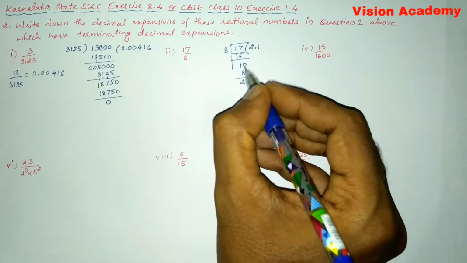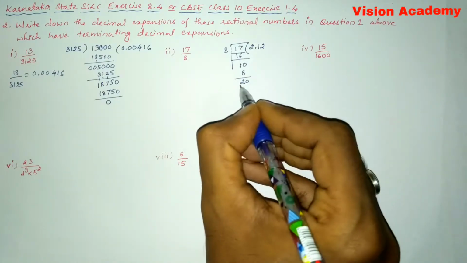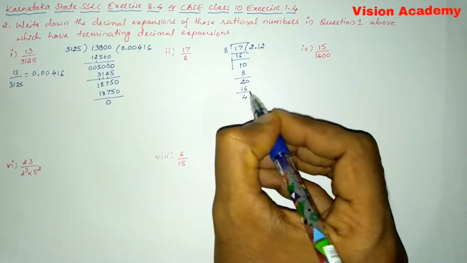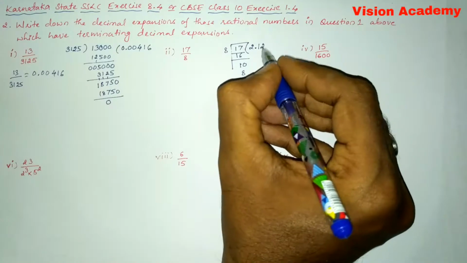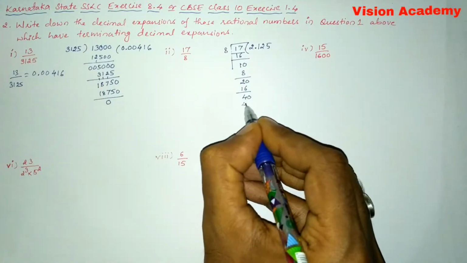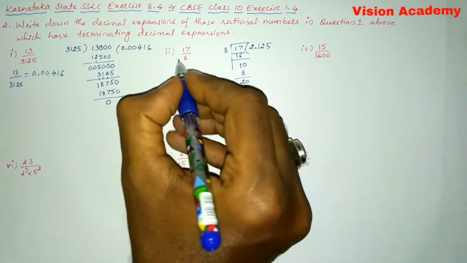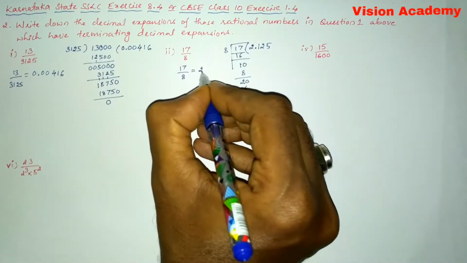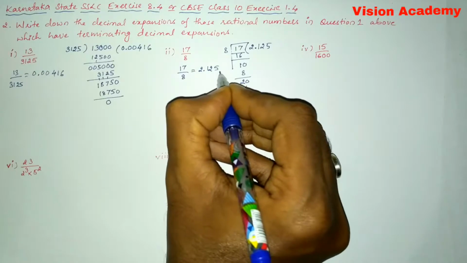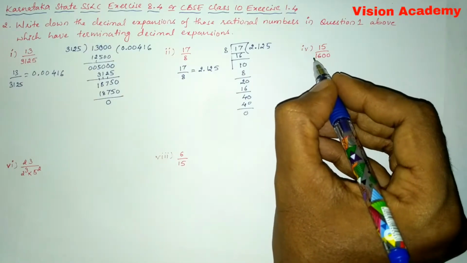It will become 20. So 8 2s 16. So we remain with 4. Now take one more 0. It will become 40. 8 how much are 40? Here 8 5s are 40. Remainder is 0. Now we can write 17 divided by 8 is equal to 2.125. Now let us move on to Roman number 4.